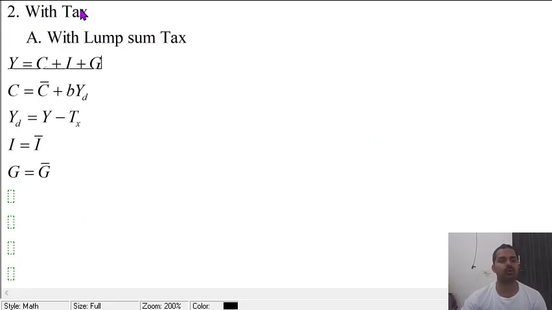Now let us introduce taxation in the economy, and with the tax model we will see first the lump sum tax. What happens when a lump sum tax is levied by the government in the economy? The model remains the same, Y is equal to C plus I plus G. What changes is the concept of income. Now the consumption function is not a function of income, but a function of disposable income, and disposable income is income minus taxation. After paying the taxation, whatever income remains with you is your disposable income. That is what you actually spend. Taxation is not something you spend for your own needs; you pay it to the government as a compulsory payment.